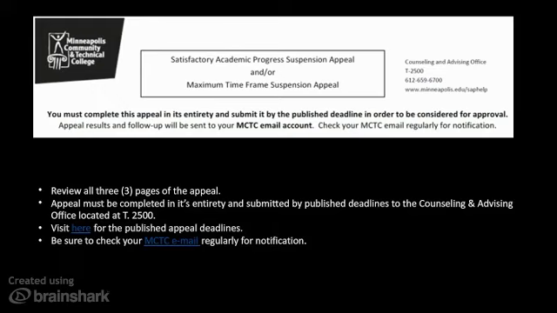Please ensure that you review all 3 pages of the appeal form. Appeals must be completed in their entirety and submitted by published deadlines to the Counseling and Advising office located at T2500. You can visit the college website in a link provided in this slide for the published appeal deadlines. Be sure that you check your MCTC email on a regular basis for all notification. This slide also provides a link for you to your MCTC email account.